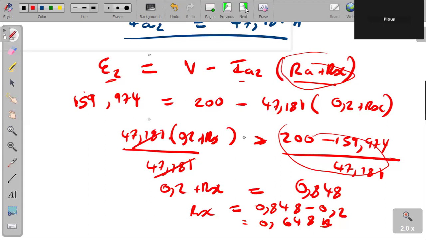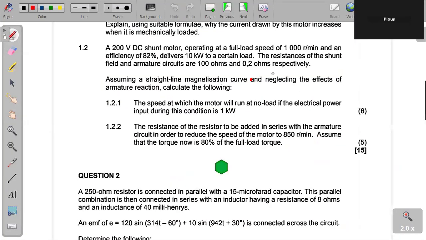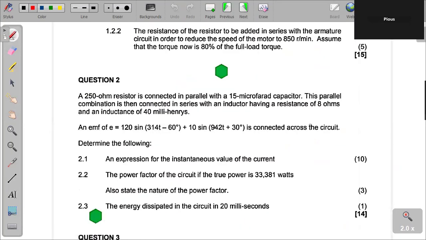Let's quickly go to question number 2, right? Question number 2 is saying, a 250 ohm resistor is connected in parallel with a 15 microfarad capacitor. This parallel combination is then connected in series with an inductor having a resistance of 8 ohms and an inductance of 40 millihenries. An EMF of E is equal to 120 sine(314t minus 60 degrees) plus 10 sine(942t plus 30 degrees) is connected across the circuit. Determine the following: first, an expression for the instantaneous value of the current.